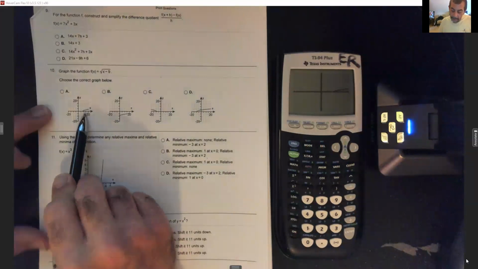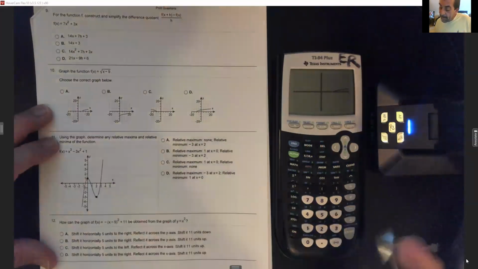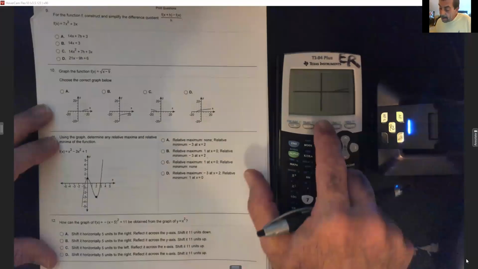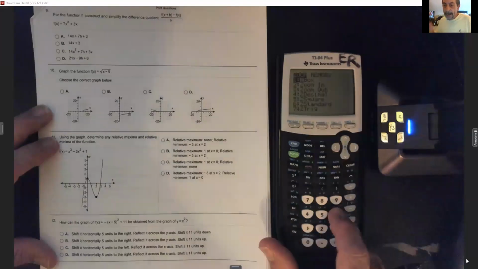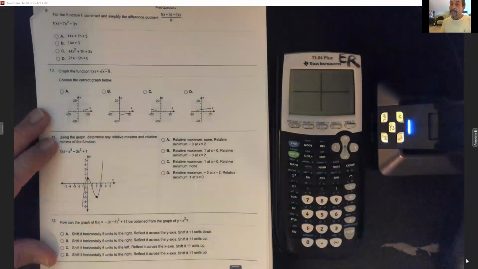Okay. So if you're ever doing these and you want to get your calculator back to the regular 10 by 10, you would hit zoom and then number 6 for standard, and that'll move the graph back to a 10 by 10, okay?